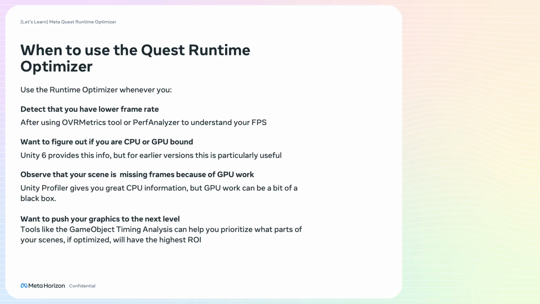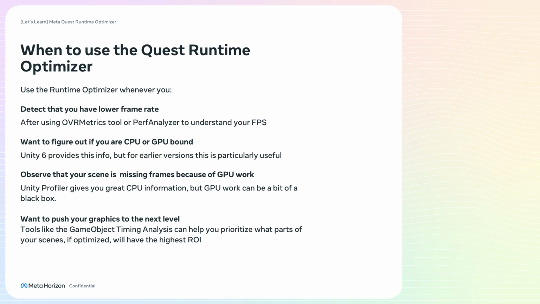Unity 6 provides some of this info, a high-level view of potentially whether you're GPU bound or CPU bound, but that's the extent of it. So if you want to take that step further, or if you don't even know if you're CPU or GPU bound in any version that is Unity 6 or lower, we recommend using the Runtime Optimizer. If you observe that the scene is missing frames because of GPU work, you can use this.